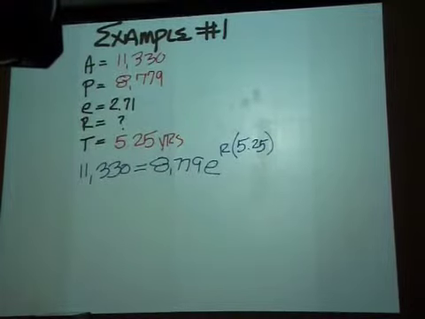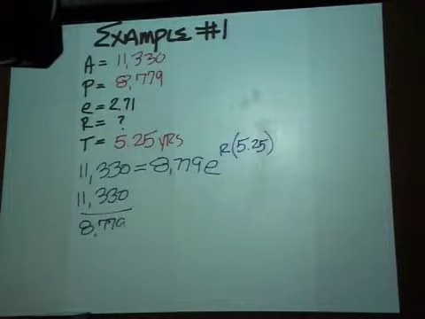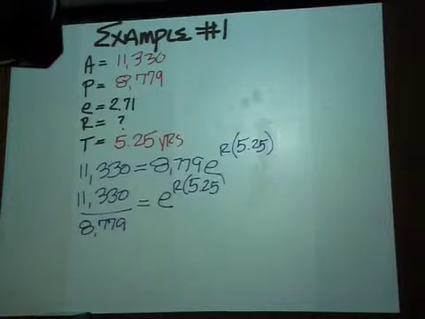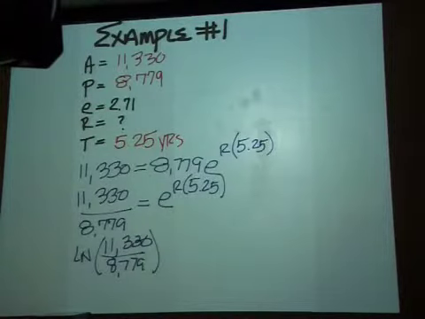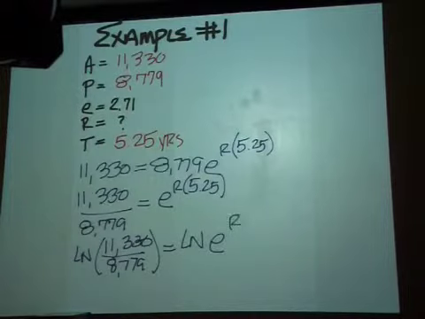Alright, so our step 1 is going to be to divide 11,330 by 8,779. That leaves us with e to the r times 5.25 power on the right. Next, we need a log natural of 11,330 divided by 8,779. And on the right, log natural of e to the r times 5.25 power.